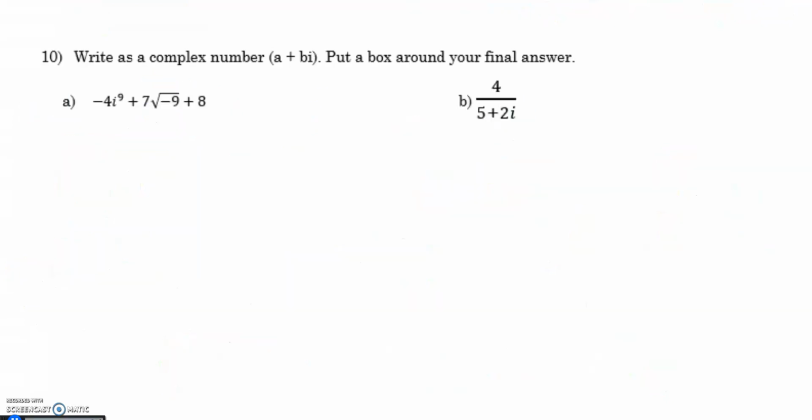The next examples for number 10 are writing things as a complex number, a plus bi, and these are from your last cumulative number 1 test. They are here on purpose because we both feel that more practice with this is a great idea.